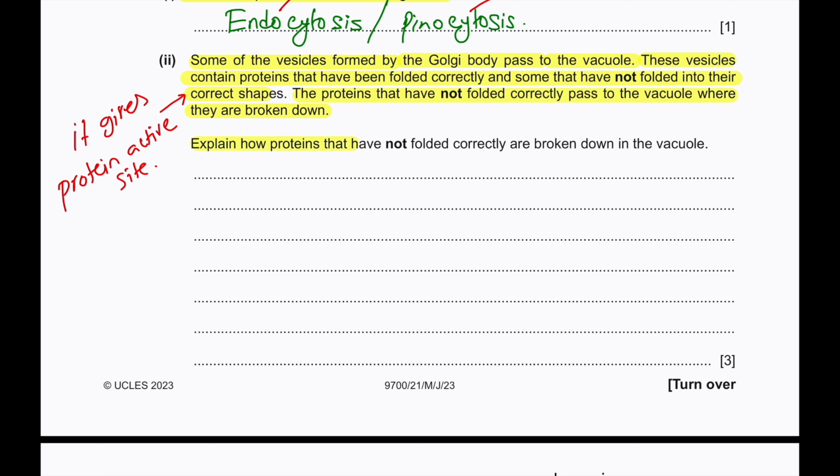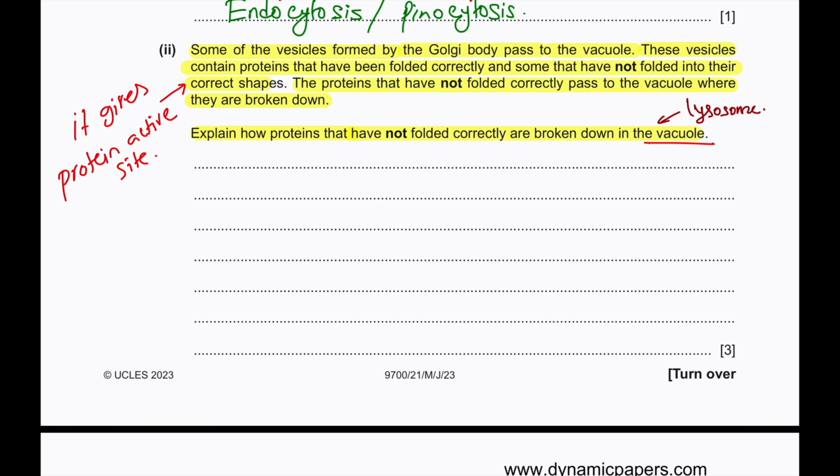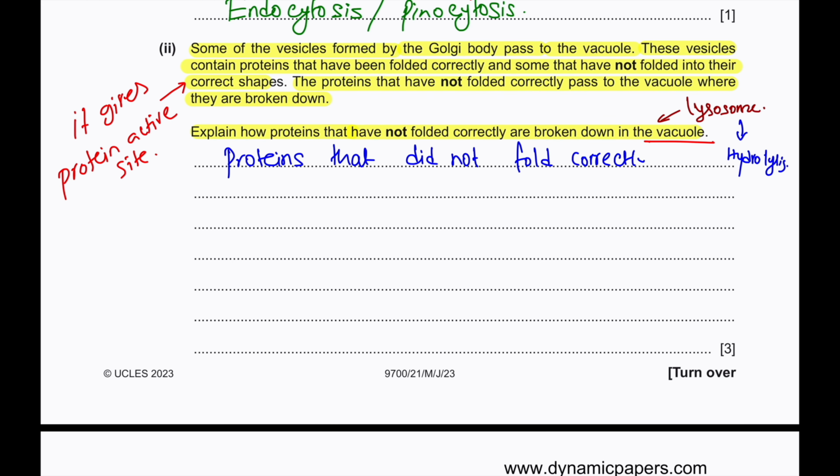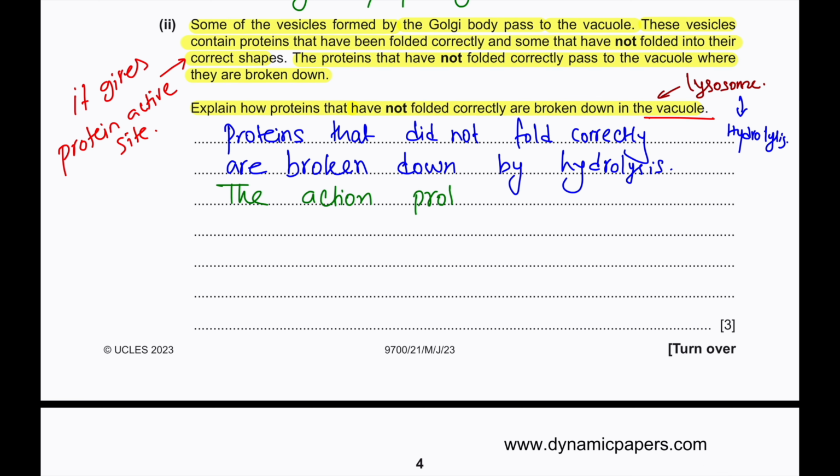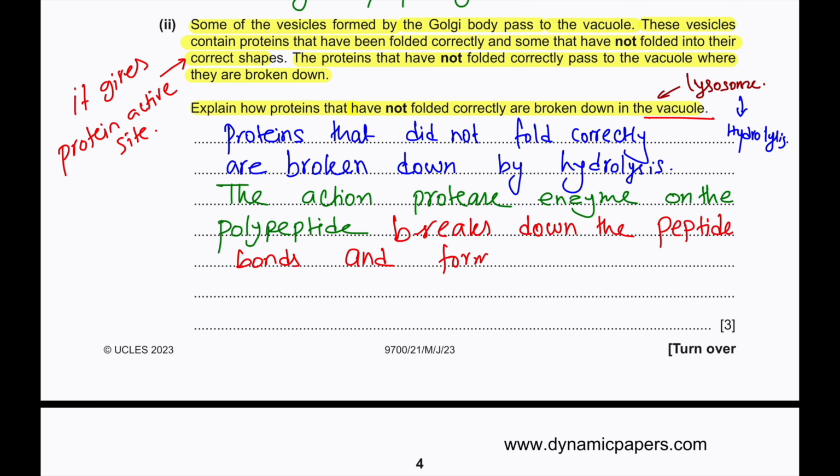Explain how proteins that have not folded correctly are broken down in the vacuole. So, the vacuole may fuse with a lysosome, which contains lysozyme, and as a result, hydrolysis will occur. So, the answer can be written: proteins that did not fold correctly are broken down by hydrolysis. The action of protease enzyme on the polypeptide breaks down the peptide bonds and forms amino acids.